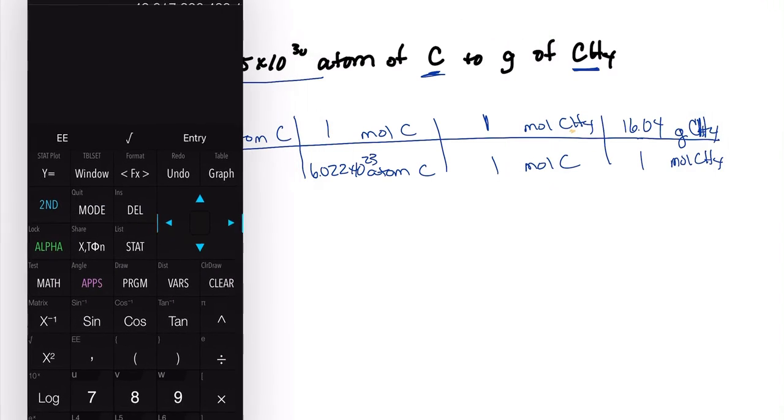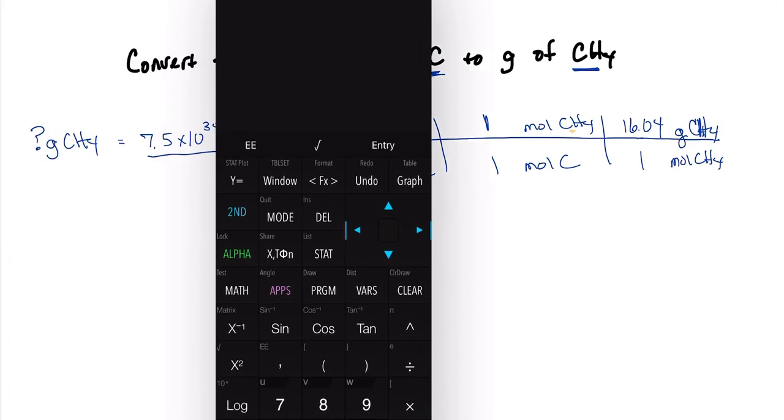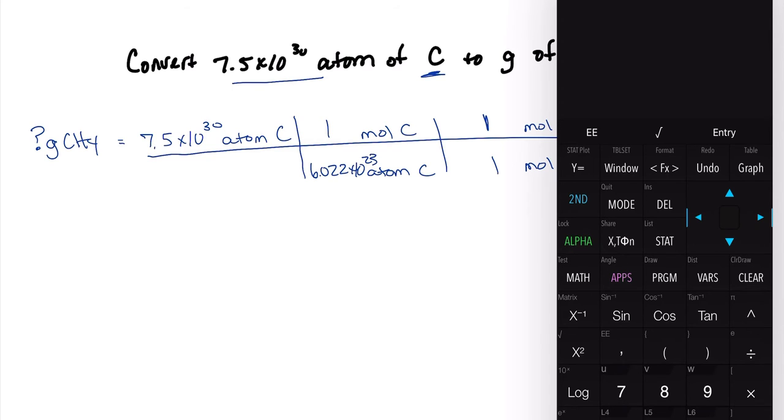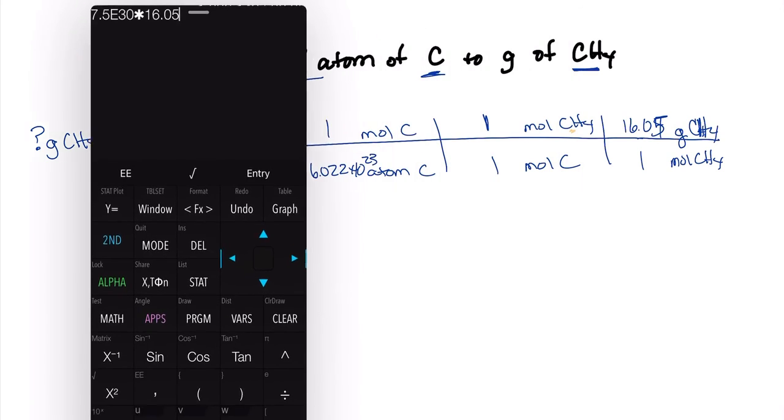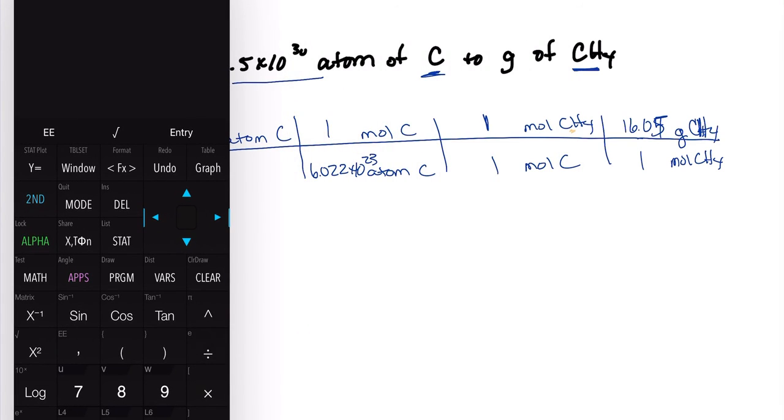So let's put this in the calculator. Oops, let me start with what I've got. 7.5 e to the 30th. I'm going to go across the top. I've got 1s. I'm going to ignore them because they're just going to give itself 16.04. Actually, that's 16.05, isn't it? 16.05. And then I'm going to look on the bottom, and all I'm seeing on the bottom is that 6.022. So divide by 6.022 e to the 23rd.